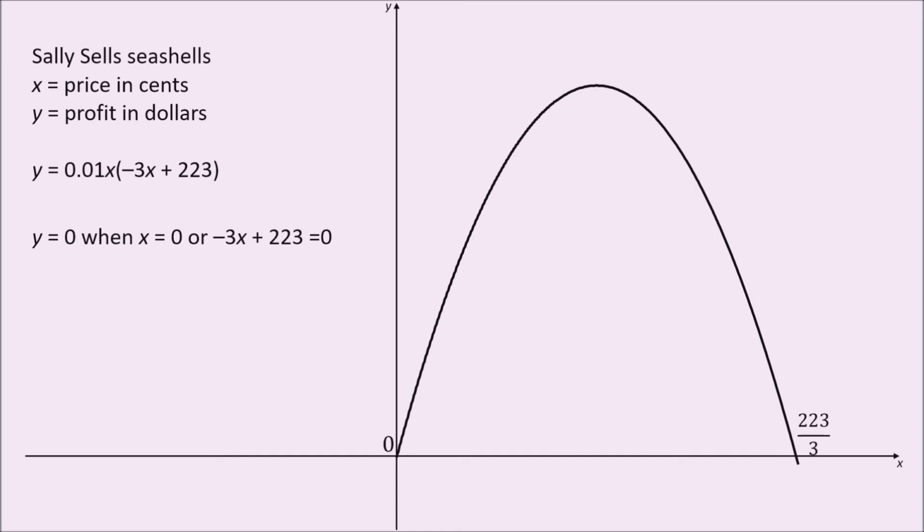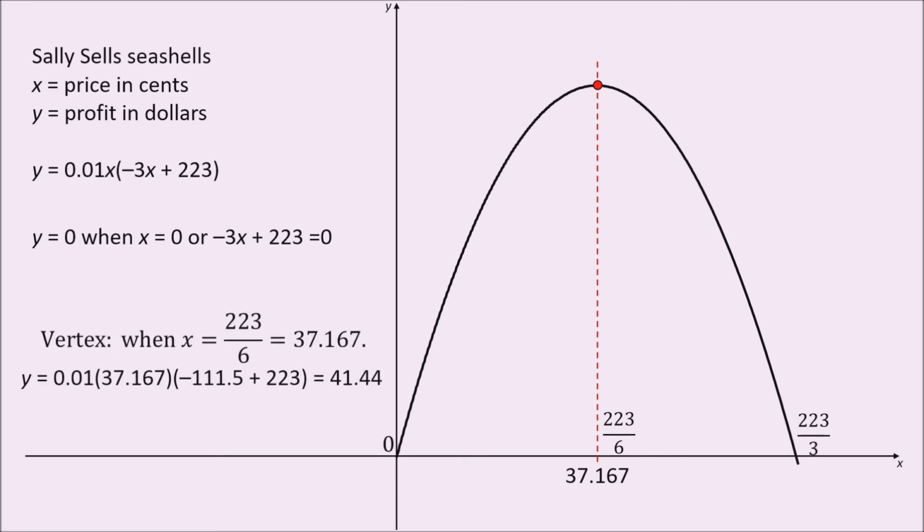And the vertex is halfway between those two numbers. The axis of symmetry, the x-coordinate of the vertex, I should say, is halfway between those two places. And dividing 223 over 3 by 2, or in other words, half of that, is 223 over 6. It's a little bit easier to use decimals because we do have to find the y-coordinate of the vertex as well. When x is 37.167, to find the y-coordinate of the vertex, use that equation up there. Y is 0.01x times negative 3x plus 223.